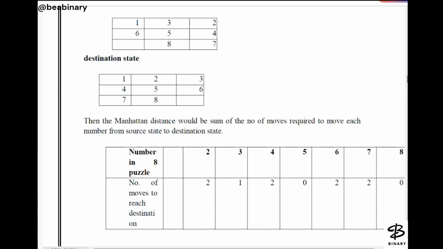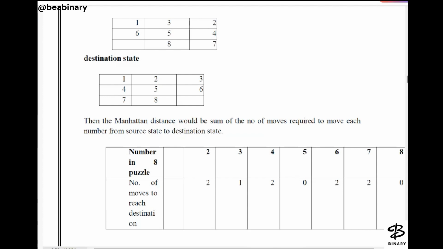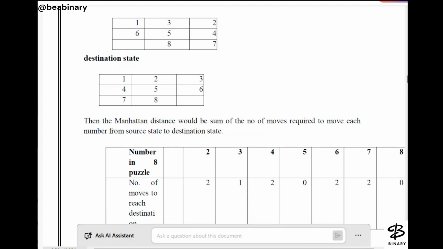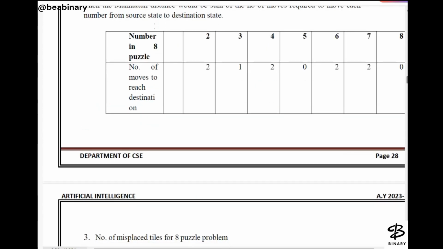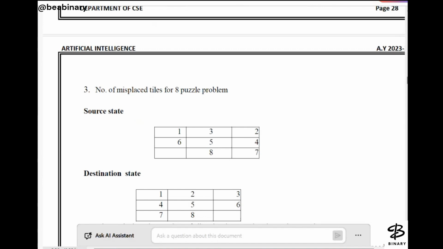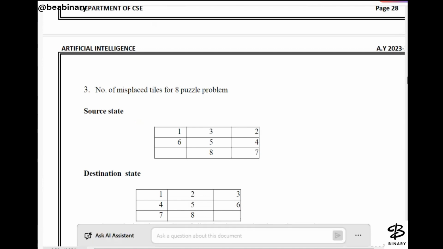For 4 again we need 2 spaces, so 2. For 5 it is 0. For 6 it is again 2, right? For 7 it is again 2, and for 8 it is 0, because 8 is at its destination state. So here we are talking about the number of moves to reach the destination state. Now, the third point, the number of misplaced tiles for the 8 puzzle problem. So here are the source state and the destination state.